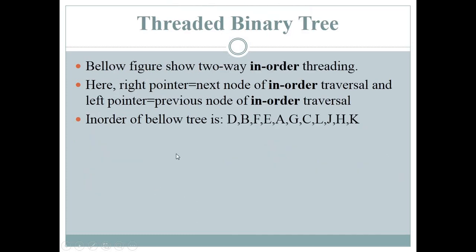Okay, so for that two-way threading we will have to keep in mind these two things. The right pointer will check the next node of the in order traversal, and the left pointer will check the previous node of the in order traversal. Again, if the right pointer is null, then it will point to the next node of the in order traversal. If our left pointer is null, then it will join with the previous node of the in order traversal.